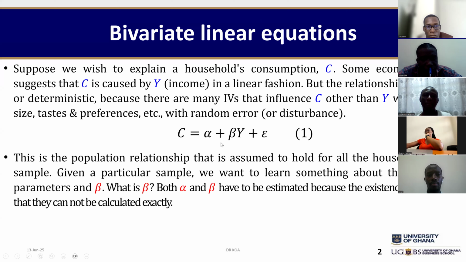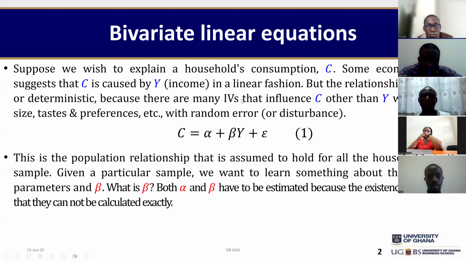So this is a simple regression that we can have, where the alpha is a constant term. It has no economic meaning. Okay? It is only there for aesthetic purposes. The error is an unexplained factor, assuming that time is irrelevant here. Now, we call this the population relationship, okay? And it's assumed to hold for all the households in that particular sample.